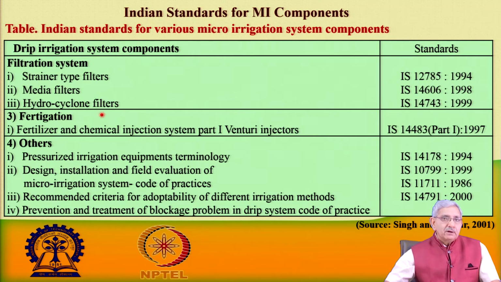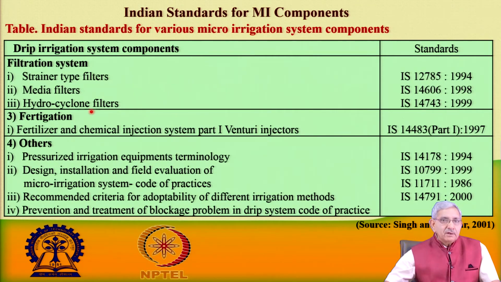And then another important component for the drip irrigation system, where we are telling all the time that the dripper should be clogging free, and then to remove the suspended impurities in the water, we use filters. So, filters should also pass certain specifications which are specified by the Bureau of Indian Standards, and these are the numbers: for strainer filter IS 12785, for medium filter, this particular hydrocyclone filter, this particular number is given.